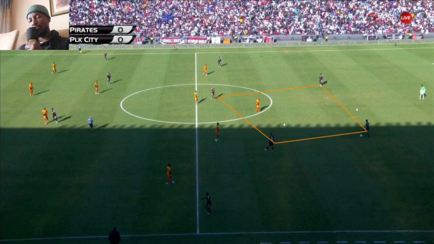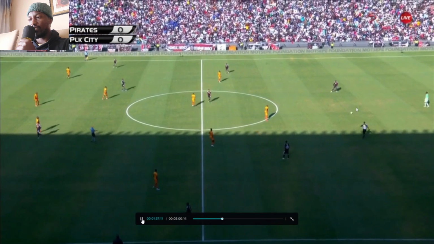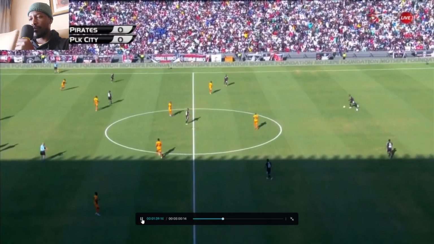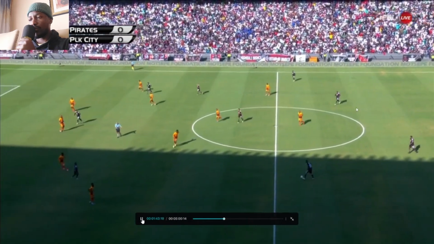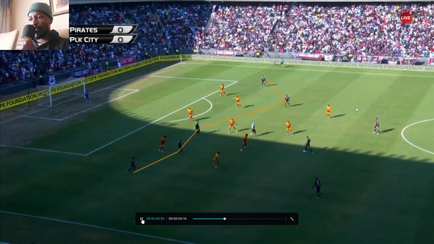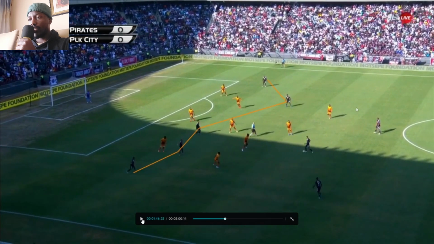So it shows that Pirates tactically were aware of what they were doing, and you can see that they're doing very well in terms of their build-up patterns. They're getting the structures of the coach. You can see the schemes of the coach. So this is where the goal comes in for Pirates.